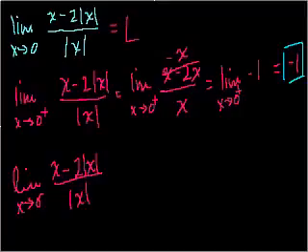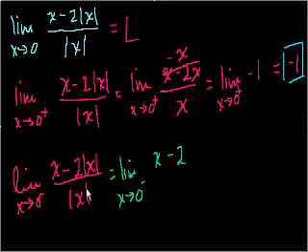Okay, now let's take the case when we're approaching from the negative side. What is the absolute value of x if x is a negative number? It's going to be the negative of x. Think of it this way: if x is negative 1, when we take the absolute value of x, we're essentially multiplying x times negative 1. So another way to rewrite this is the limit as x approaches 0 from the negative side of x minus 2 times negative x. Hopefully that makes sense to you.